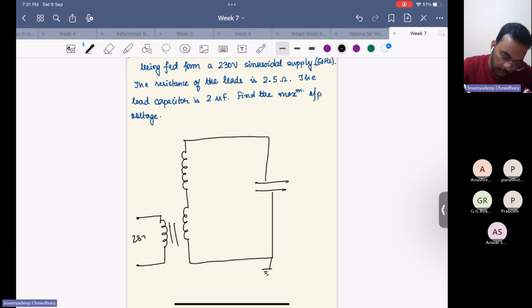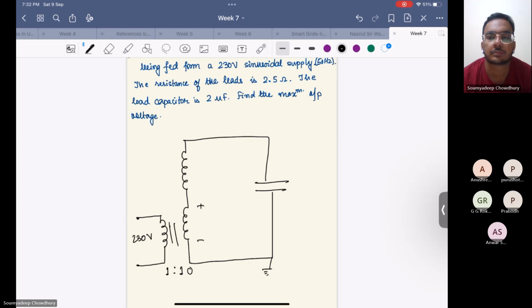Here we are applying 230 volts, right? What will be the output voltage in the secondary, Mr. Purushottam? What will be the voltage here? Yes, so we have a 1:10 transformer, and in the primary we are applying 230 volts. So what will be the voltage appearing in the secondary? Miss Anushri, can you tell?